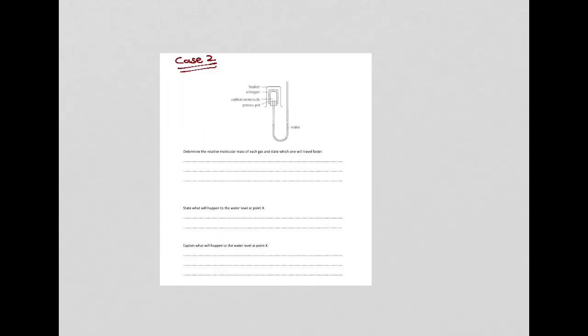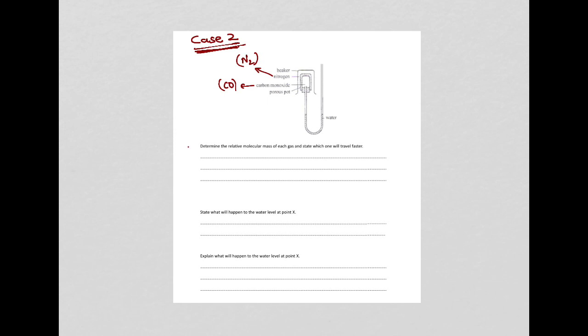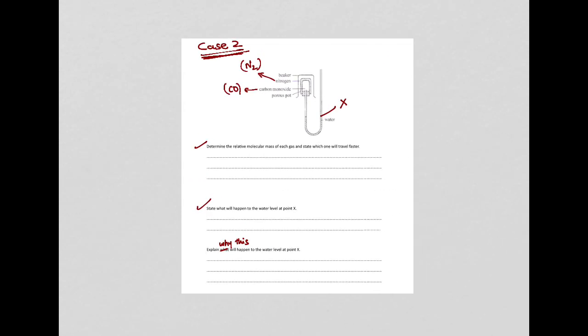and when you're done, you will try to do case 2. In case 2, you have carbon monoxide, CO, and nitrogen, N2. You will find the Mr of these two, and you will say what will happen to the level of water at point X. This is X here, and you will explain why this will happen. So this is case 2.